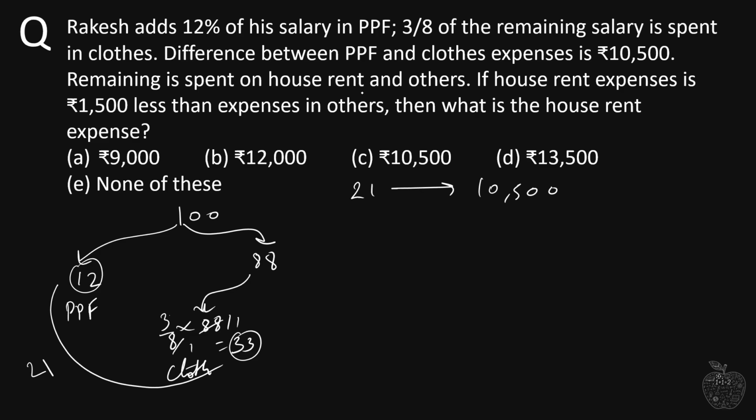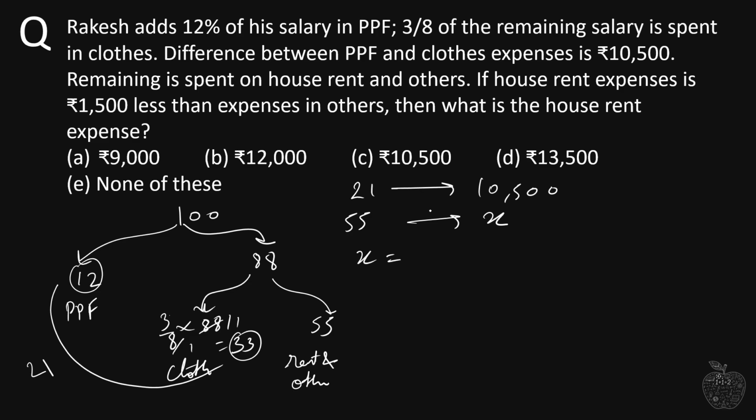Remaining is spent on house rent and others. So after spending on clothes, he is left with 88 minus 33, which is 55, and this 55 is spent on house rent and others. All right. Now we know that 21 is equal to 10,500. So what will this 55 be equal to? Let's say this is equal to x.